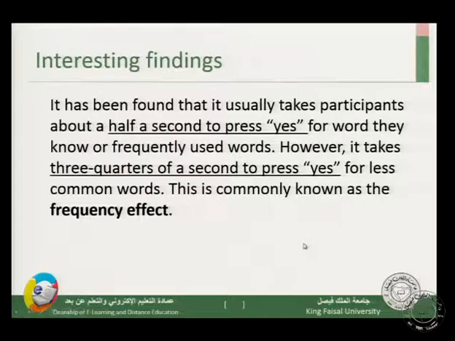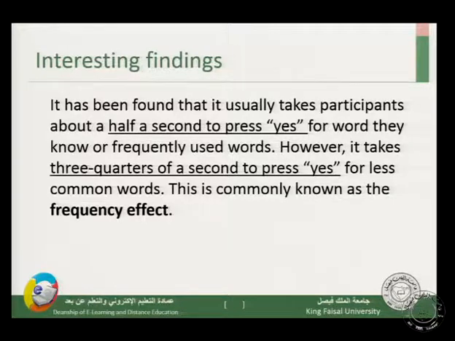Okay? And here we have some interesting findings resulting from the lexical decision experiments. It has been found that it usually takes the participant about half a second to press yes for words they know, or frequently used words. However, it takes three quarters of a second to press yes for less common words. This is known as the frequency effect.